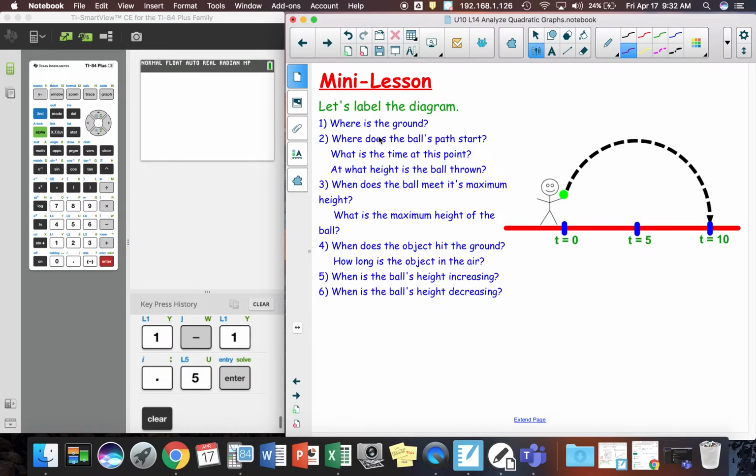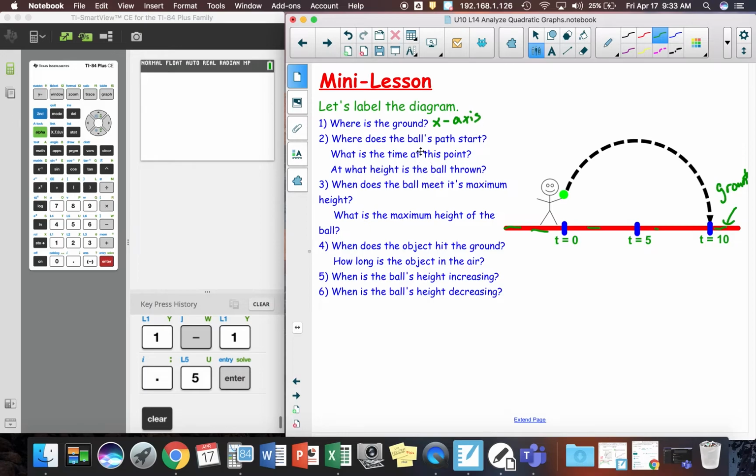So we're going to label this diagram. I'm going to use different colors to label. So where's the ground? The ground is this red line right here. Alright, this is our ground right here. So I'm just going to draw an arrow to it and say ground. This is also going to be known as our x-axis. Alright, so I'm going to also label this x-axis.